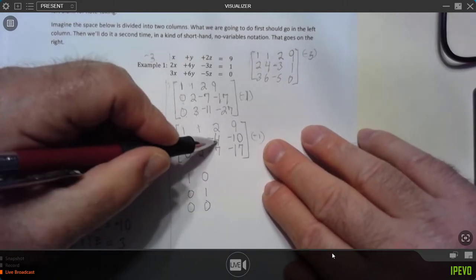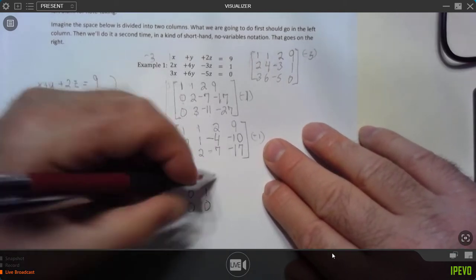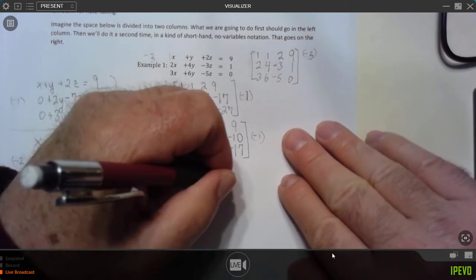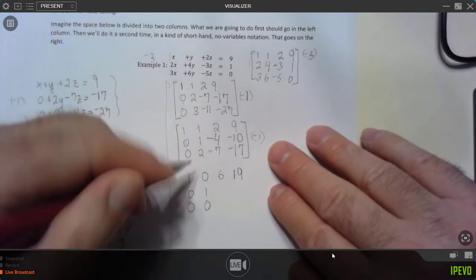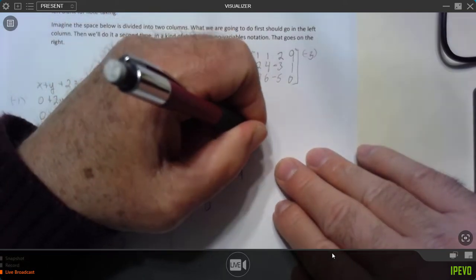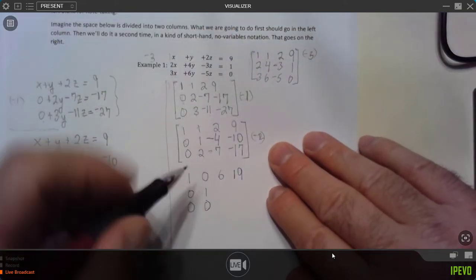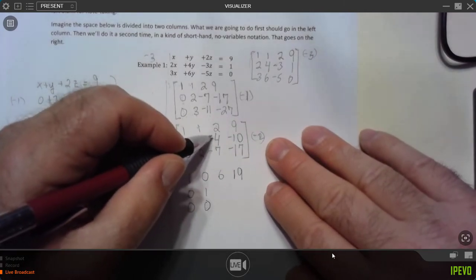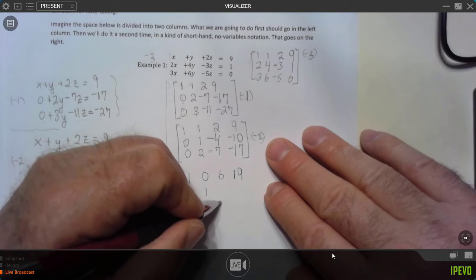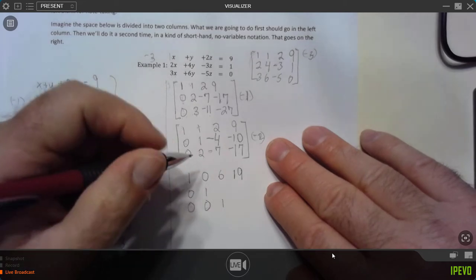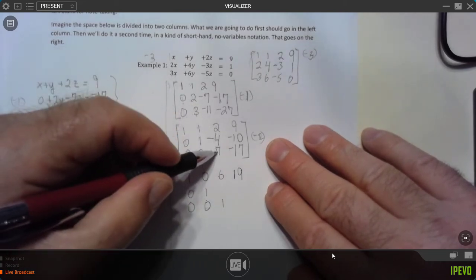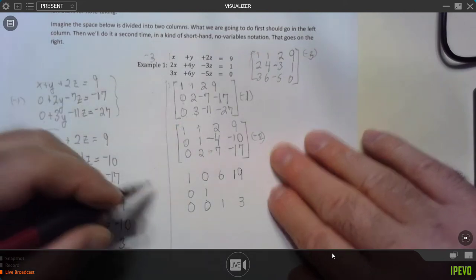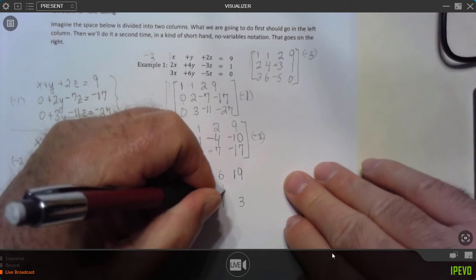But here we got to work. 4 plus 2 is 6. And then 10 plus 9 is 19. And now I'm going to multiply by minus 2 and add down here. So I've got minus 2 plus 2 is 0. Then 8 minus 7 is 1. That's pretty handy. And we have 20 minus 17 is 3. And we were not changing the second row, so let me just copy that over.